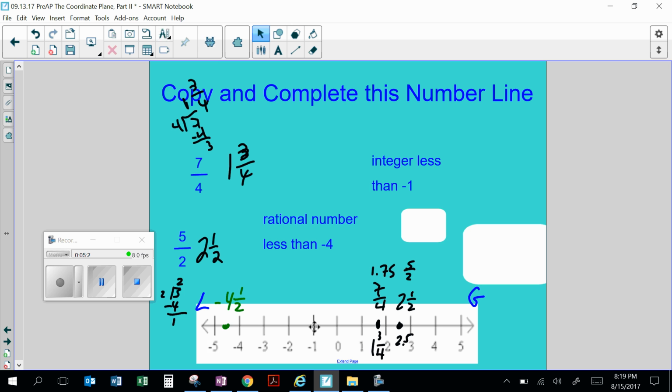Next one, uncover: integer less than negative 1. So here's negative 1. Give me an integer less than negative 1. I'll say negative 2.